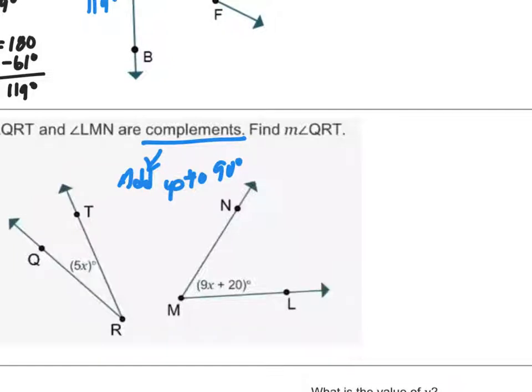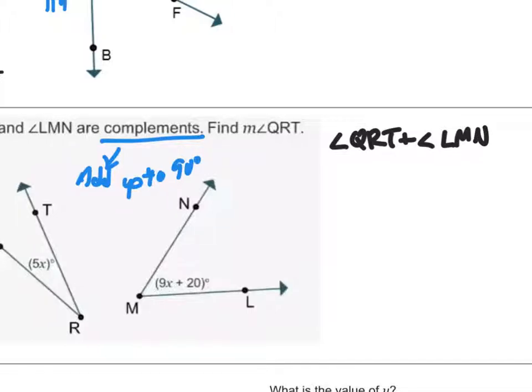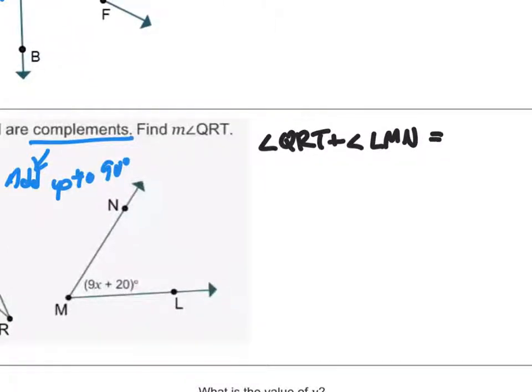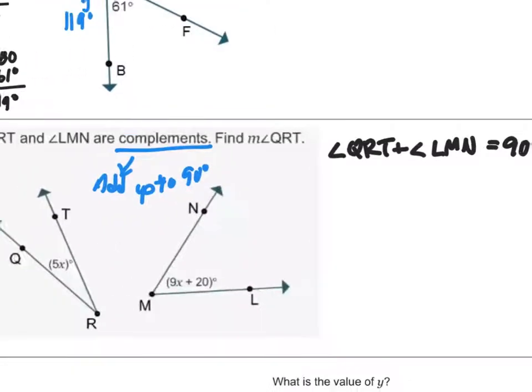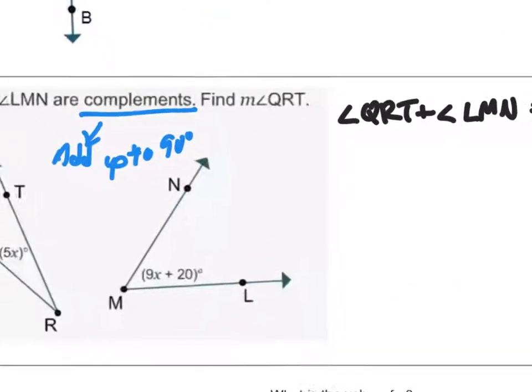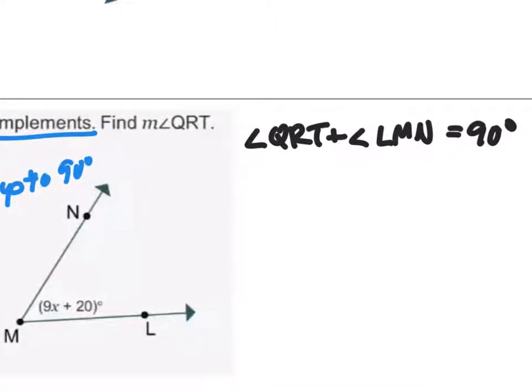I'm going to set these up. If they're complements, that means angle QRT plus angle LMN, if I add those two angles together, is going to give me 90 degrees. So I'm going to substitute the values that I have for them. It's 5x and 9x plus 20. So 5x plus 9x plus 20 is equal to 90 degrees.